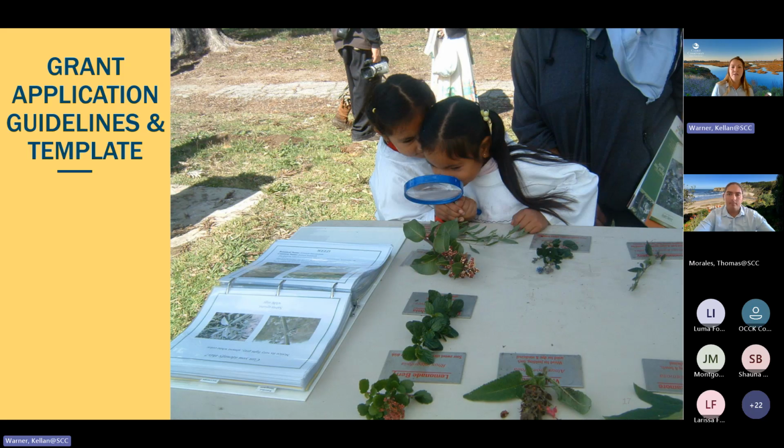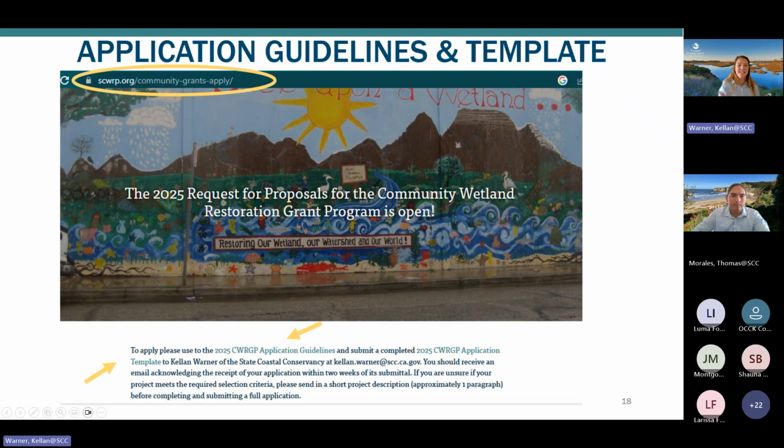documents can be downloaded from our website, which Thomas is going to throw in the chat, so you can look at that. And the website looks just like this. The arrows are pointing to the links for downloading both the application guidelines and the template. Again, it has my email address, which is everywhere. If you ever need anything, you can reach out.